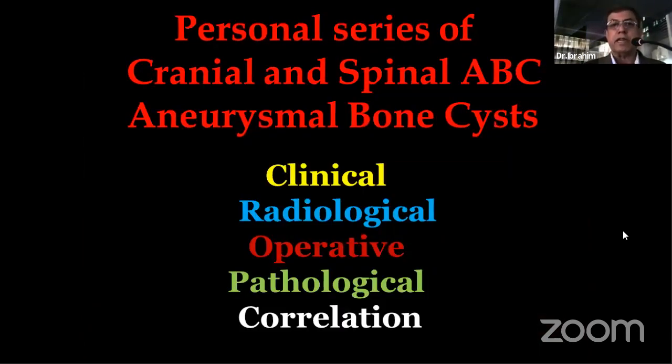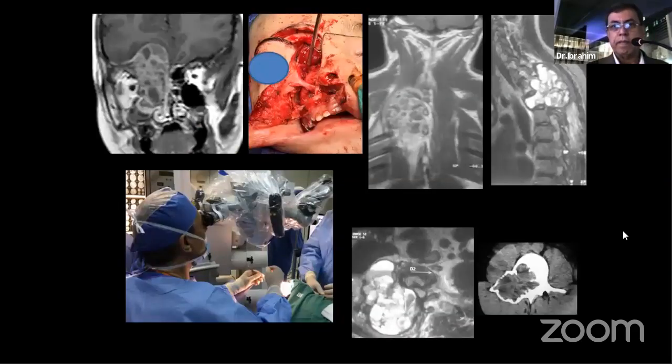I'm presenting tonight my personal series of cranial and spinal ABC. This is the abbreviation of aneurysmal bone cysts. We'll discuss that from the clinical, radiological, operative, and pathological correlation. This is some of the cases. We'll present cases, cranial and cases in the spine.